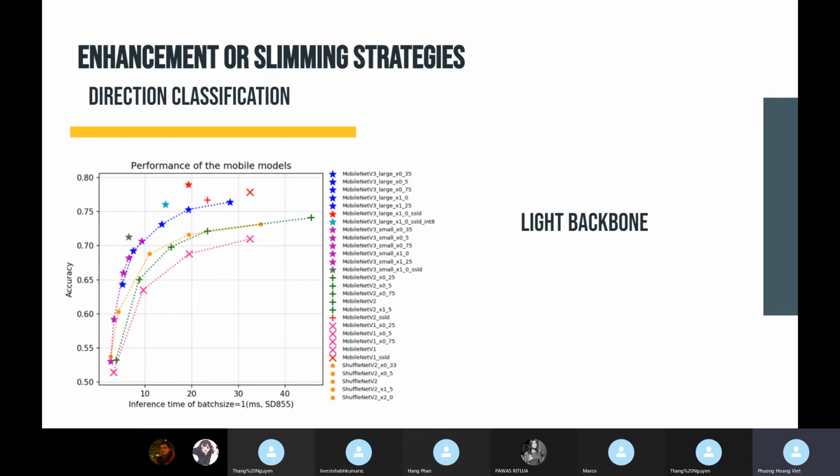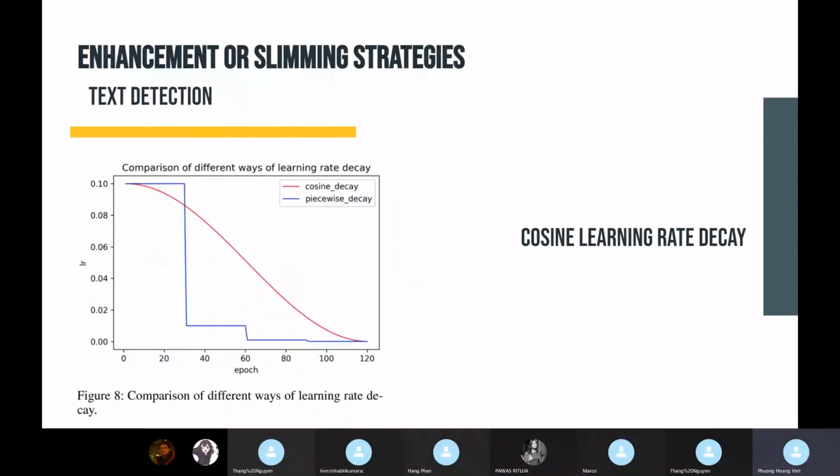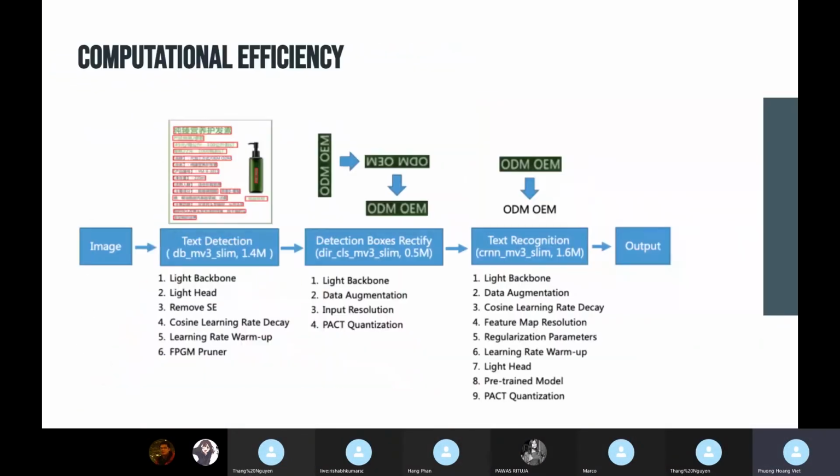Next is the second part, the computational efficiency. We also have four strategies.